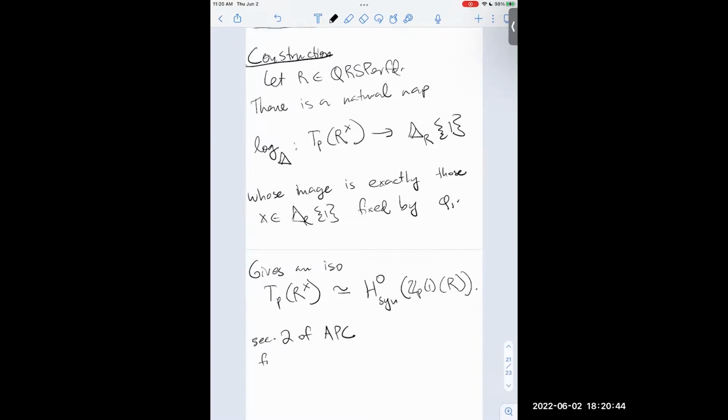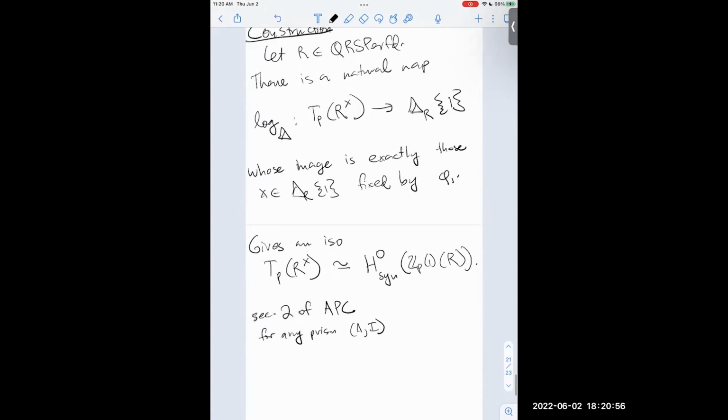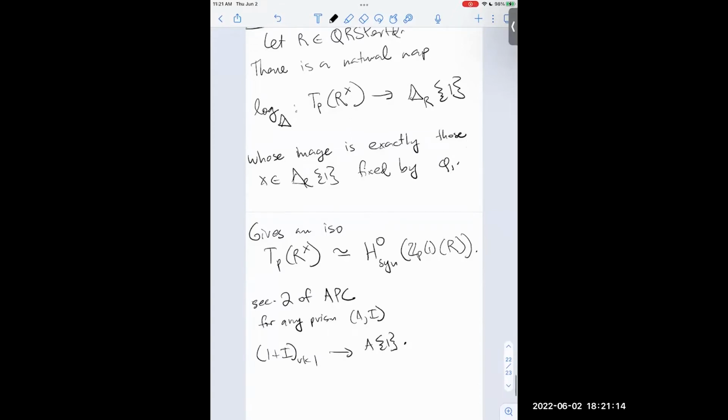So for any prism (A, I), they write down a map from the rank 1 elements in 1 plus I, those elements where delta is 0, to A twisted by 1. In particular, they write down a definition of this A twisted by 1, and they write down this map pretty explicitly. So if you have an element of T_p of R cross, then you can produce a rank 1 element in 1 plus I inside the prism of R, and then you have this map.